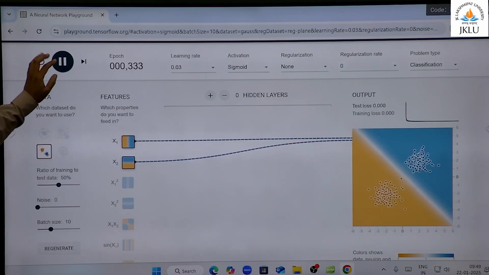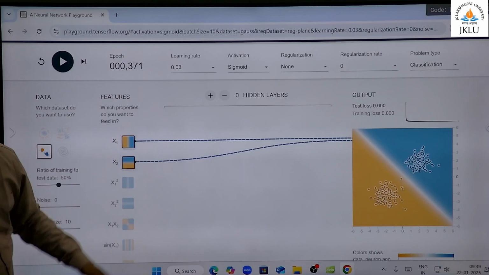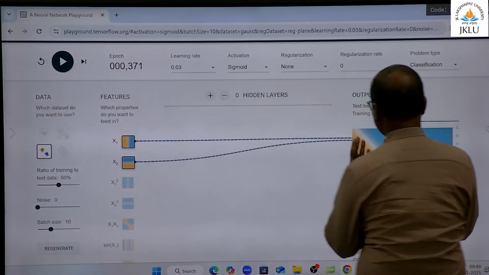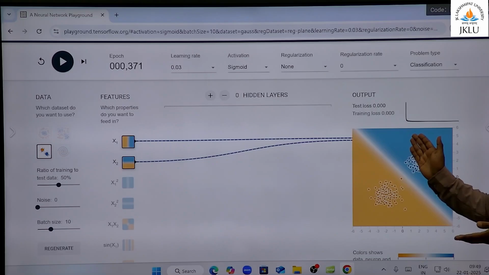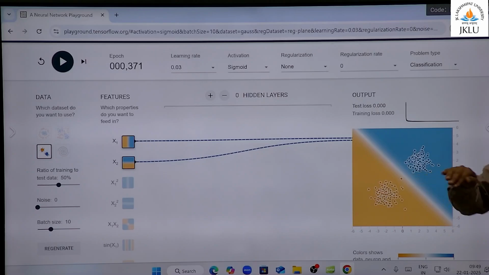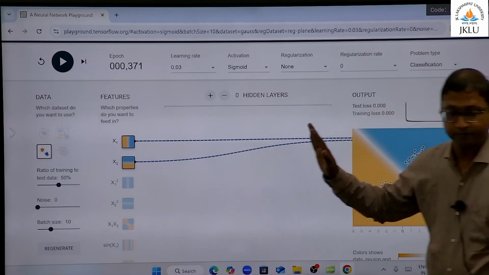Okay, you run it long enough, you will get 0. It was possible to get 0 in this case. Why? Because there exists a line that will separate both these classes 100%. Okay.